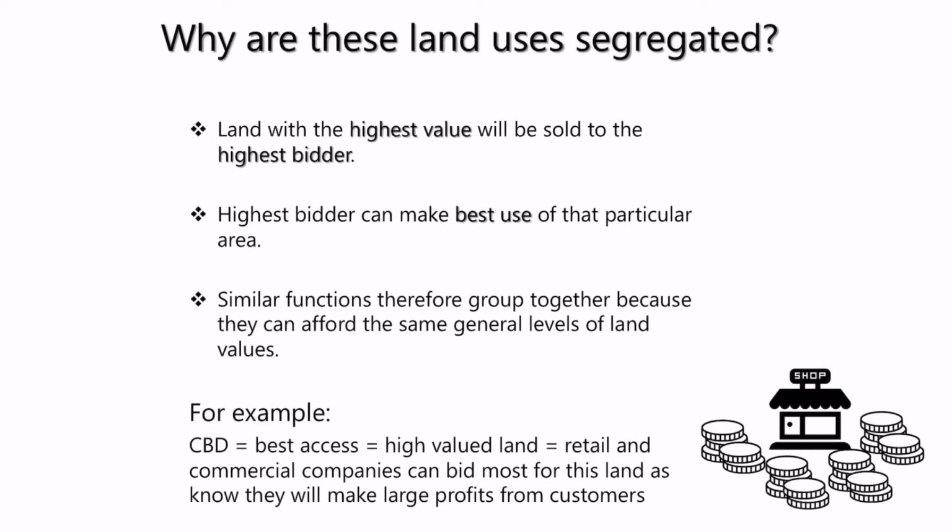Because there are lots of people in there, we can argue that retailers and commercial companies realise that if they can put their businesses there, they can make a lot of profit. So they are willing to bid a lot for that land, because they know that if they bid, say, a couple of million pounds, they will be able to make even more millions from the profits from all those people that go there. Therefore, that land becomes very highly valued, because those companies and land uses are willing to bid a lot of money to get that really sought after area.